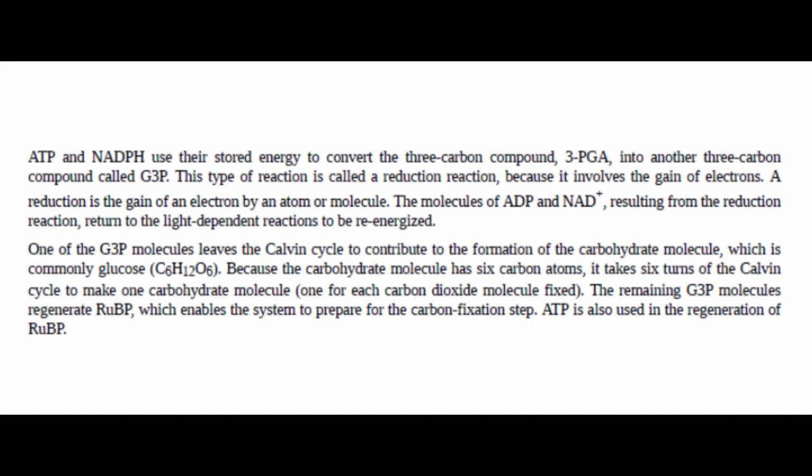One of the G3P molecules leaves the Calvin cycle to contribute to the formation of the carbohydrate molecule, which is commonly glucose, or C6H12O6. Because the carbohydrate molecule has 6 carbon atoms, it takes 6 turns of the Calvin cycle to make 1 carbohydrate molecule, 1 for each carbon dioxide molecule fixed. The remaining G3P molecules regenerate ribulose bisphosphate, which enables the system to prepare for the carbon fixation step. ATP is also used in the regeneration of ribulose bisphosphate.